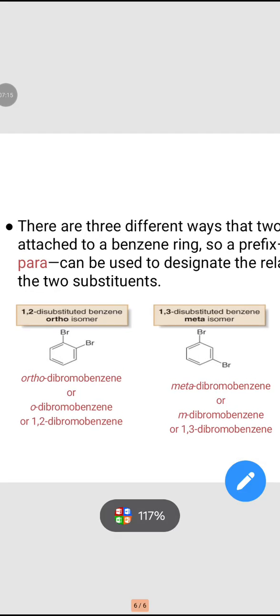For example, bromine groups are attached to benzene. 1,2-disubstituted benzenes are known as ortho isomers. So the name is ortho-dibromobenzene or o-dibromobenzene or 1,2-dibromobenzene, with the first position and then the second position. So the three ways are named in this structure.